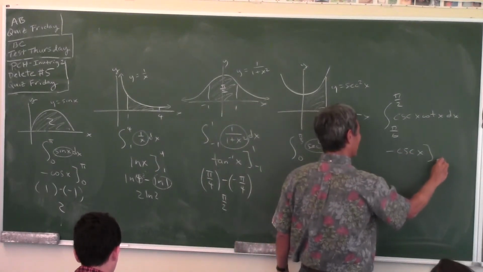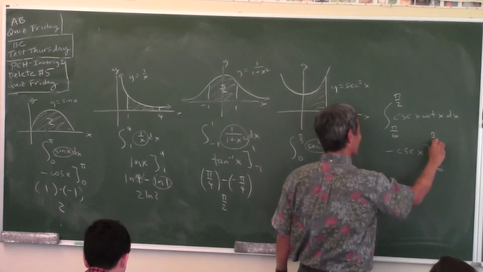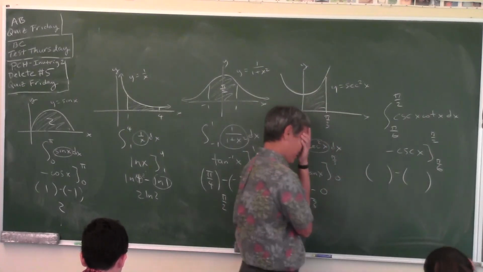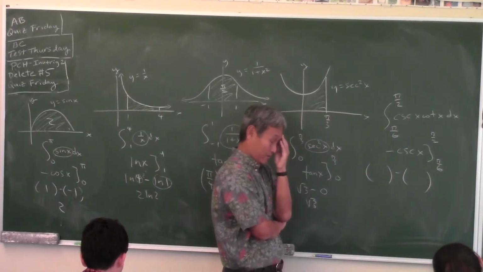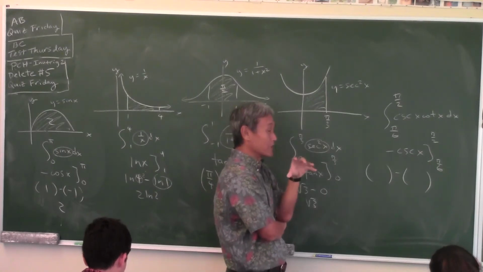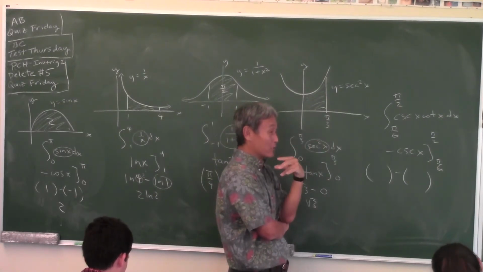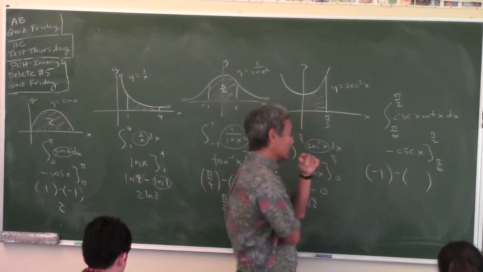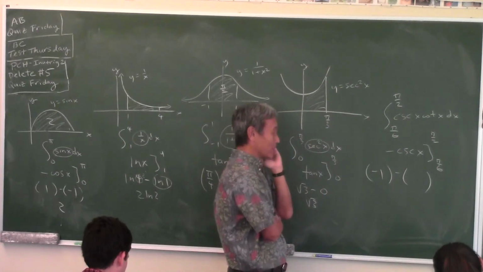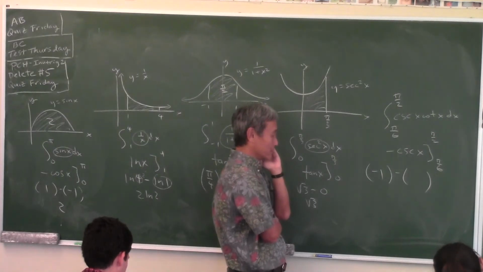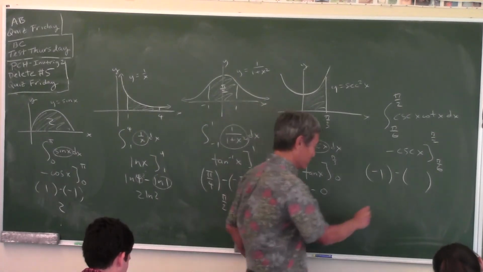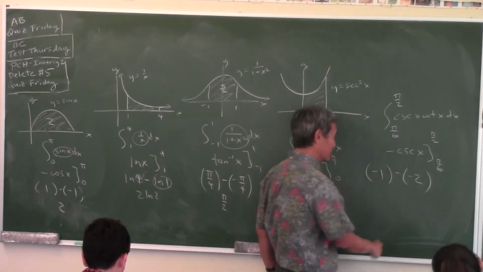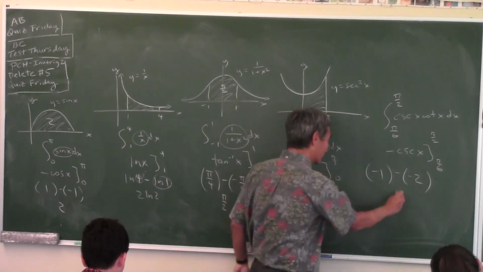Pi over 6 to pi over 2. Plug in the top number. Cosecant is 1 over sine. So compute sine, negate it, and then flip it over. Negative 1. So it's negative 1. Okay, what's negative cosecant pi over 6? Negative 2, because sine of pi over 6 is 1/2. You flip it over, you get 2. That's a negative 2. Final answer? 1.